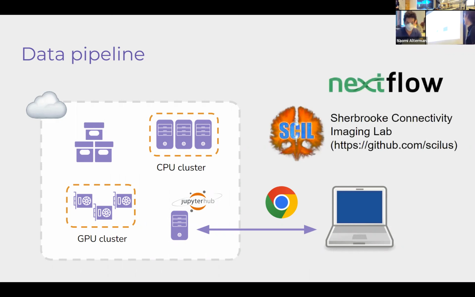And this has been sort of facilitated by new technologies like Nextflow, which is a programming language specifically for describing pipelines of data processing that are split into different stages. The Sherbrooke Connectivity Imaging Lab has a bunch of examples of Nextflow scripts for doing neuroimaging available on GitHub. That's definitely worth checking out.